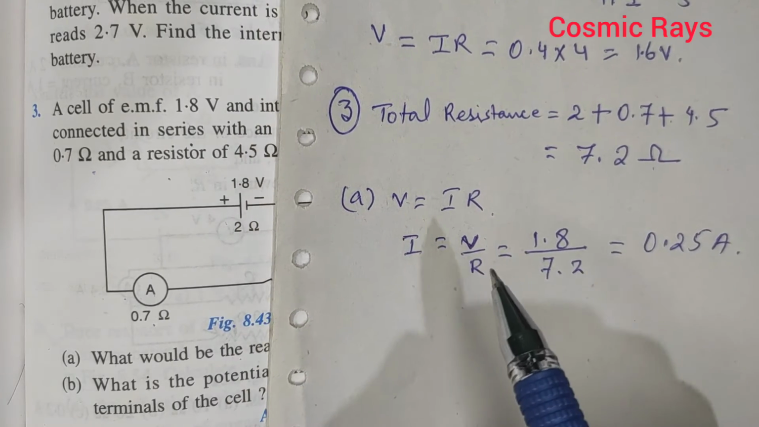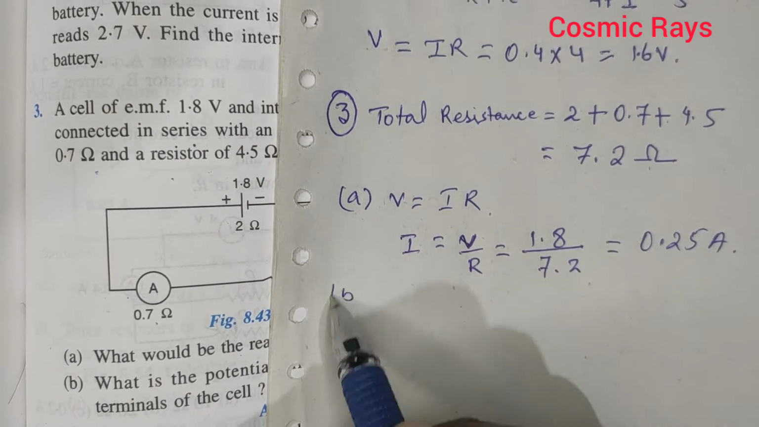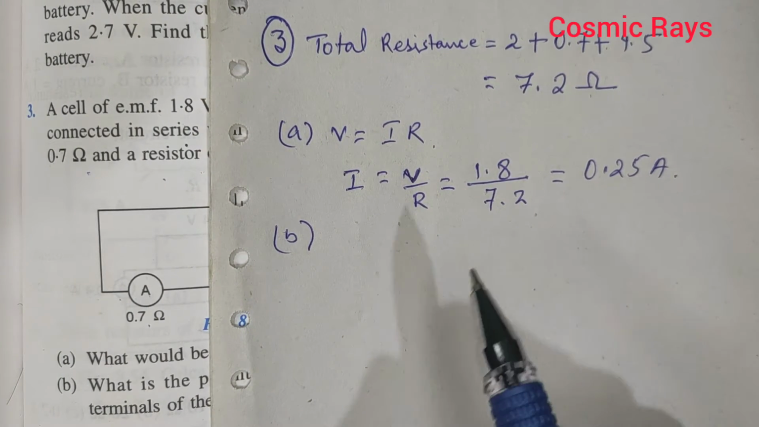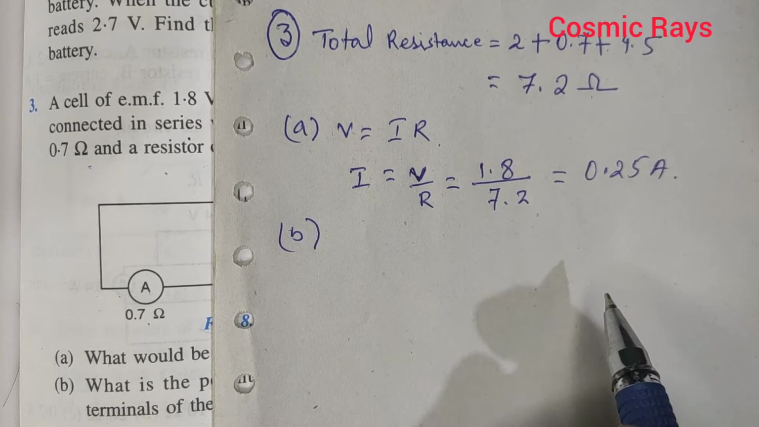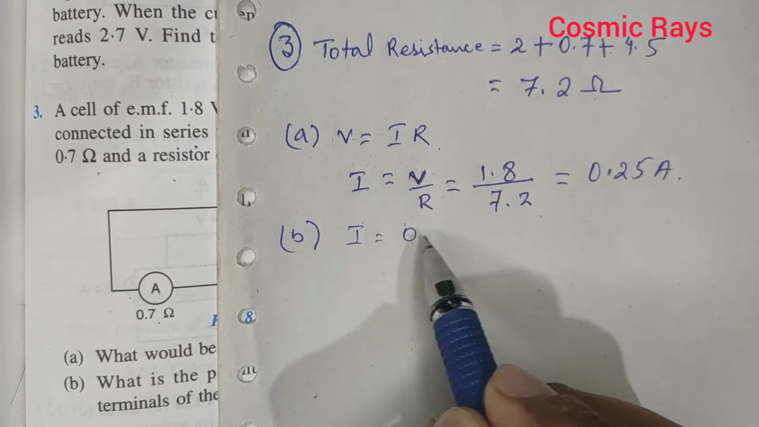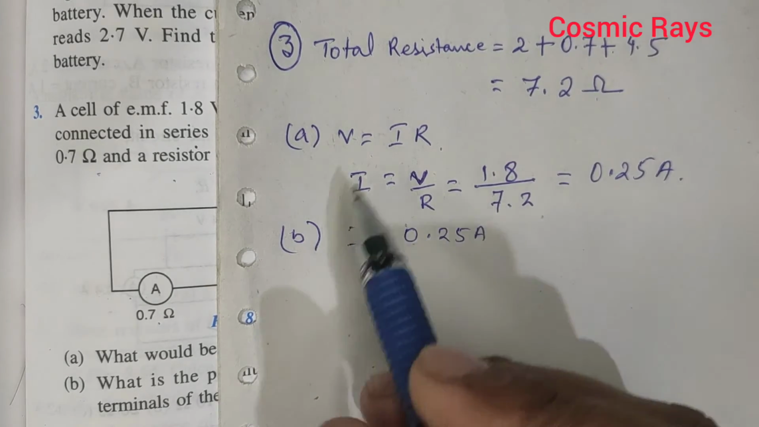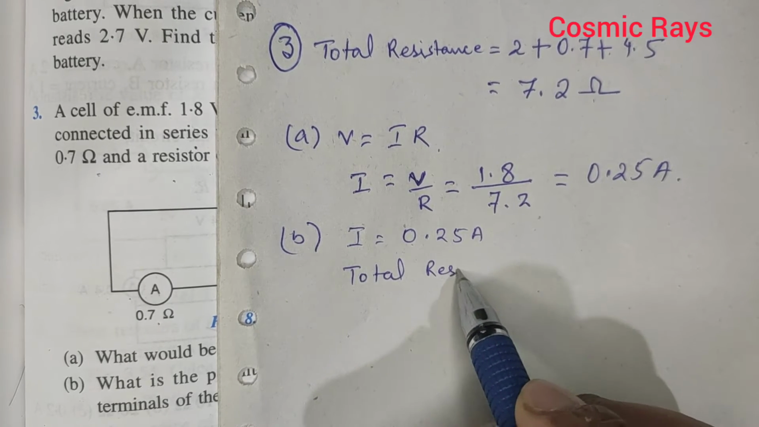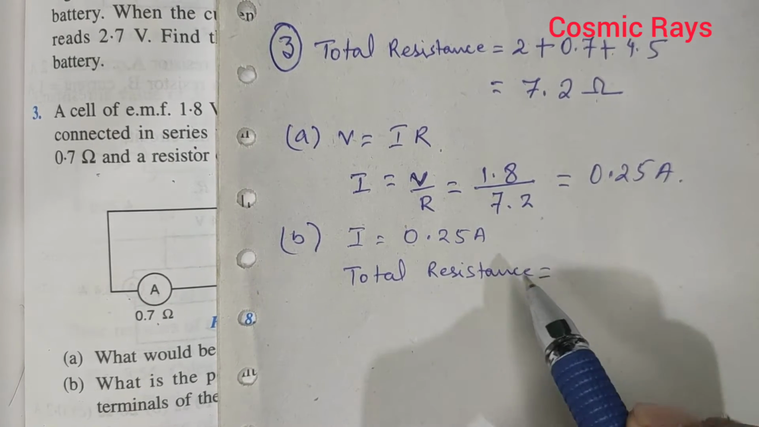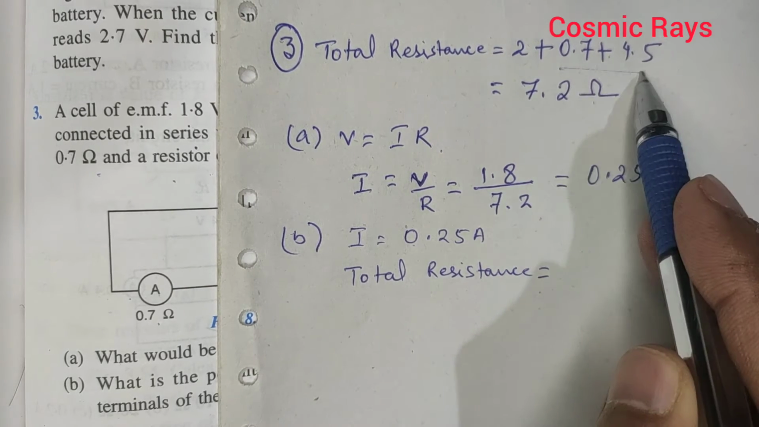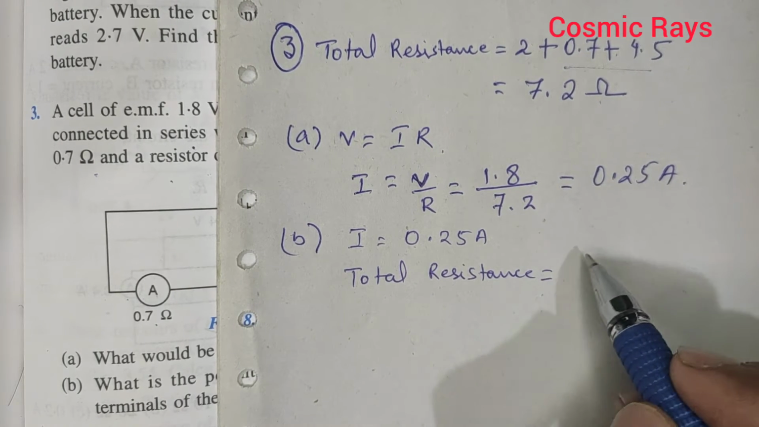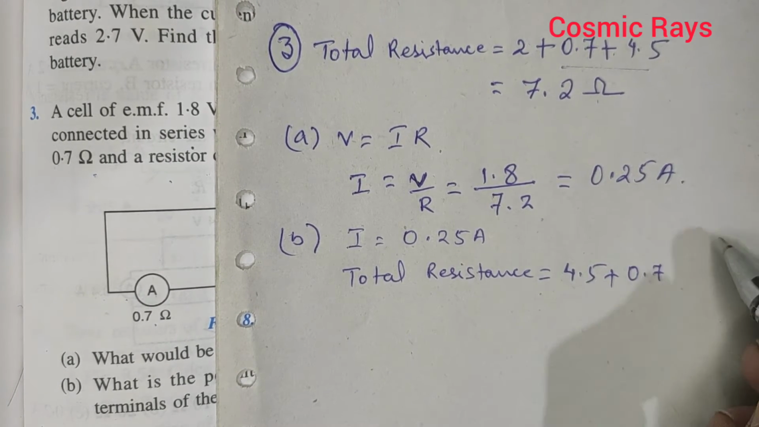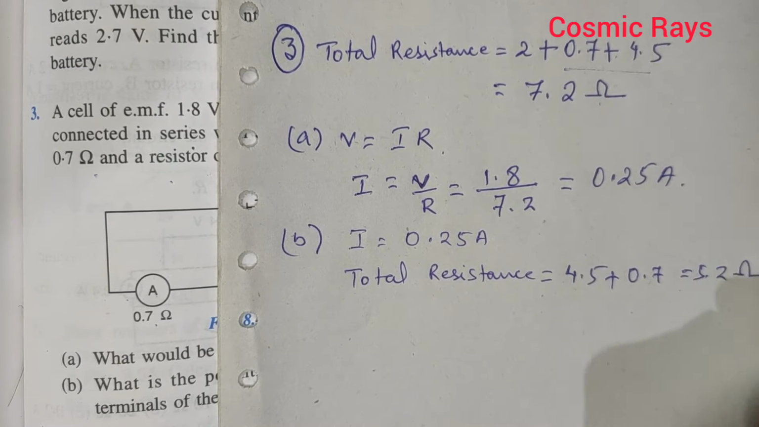And the second part of the question says that we have to find out what would be the potential difference across the terminals of the cell. So here again we have the value of current which we have calculated, that is 0.25 ampere, and in this case the total resistance would be these two, because they are connected in series. So 4.5 plus 0.7, which will come to 5.2 ohm.